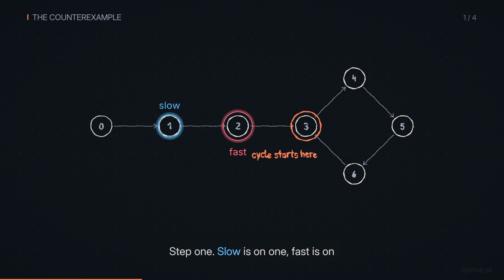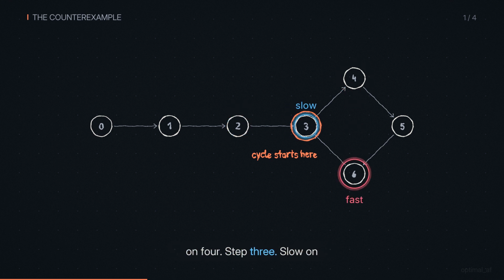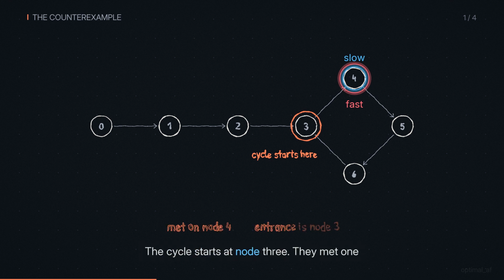Step 1. Slow is on 1. Fast is on 2. Step 2. Slow on 2, fast on 4. Step 3. Slow on 3, fast on 6. Step 4. Slow on 4. Fast on 4. They meet on node 4. The cycle starts at node 3. They met 1 node past it.